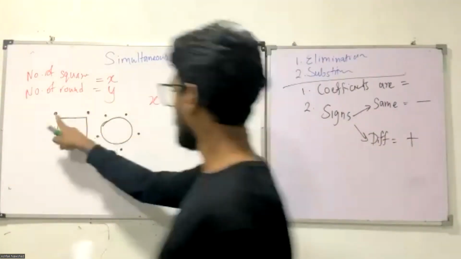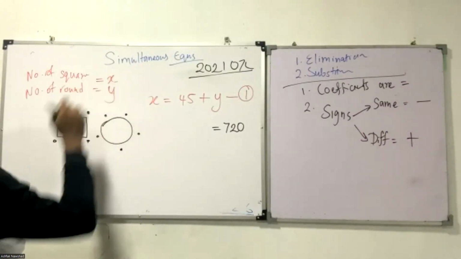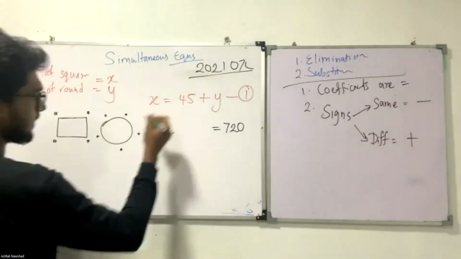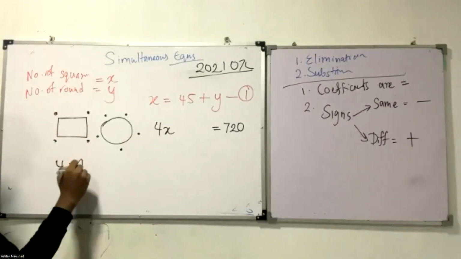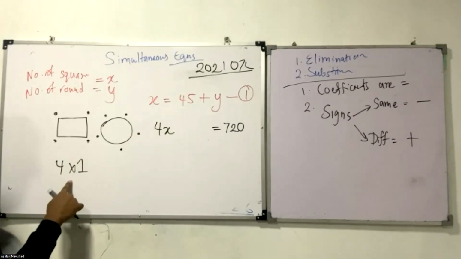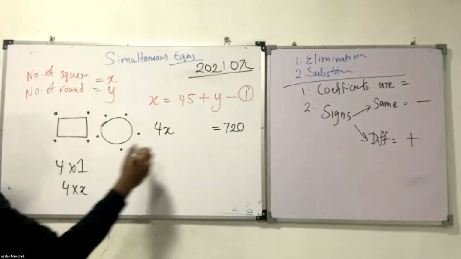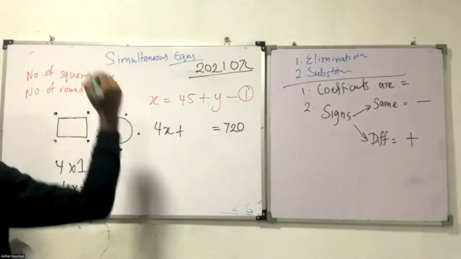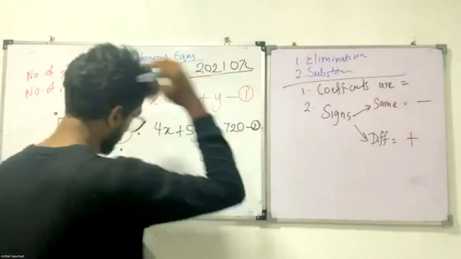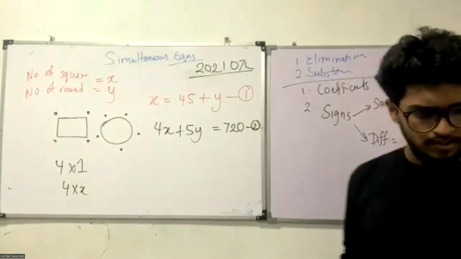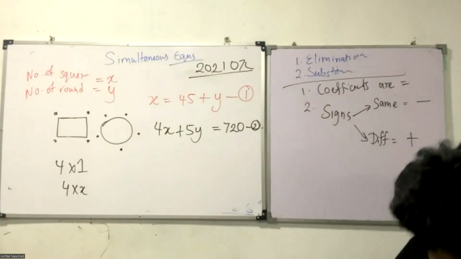So we know 4 chairs around one square table. How many square tables? x. So 4x chairs. If there's only one table, that's 4 times 1. But now there are x tables. So the number of chairs is 4 times x, 4x. And similarly, for 5 chairs and y number of tables, so 4x plus 5y is 720. This is clear, right? Is it clear? Good. That's correct.